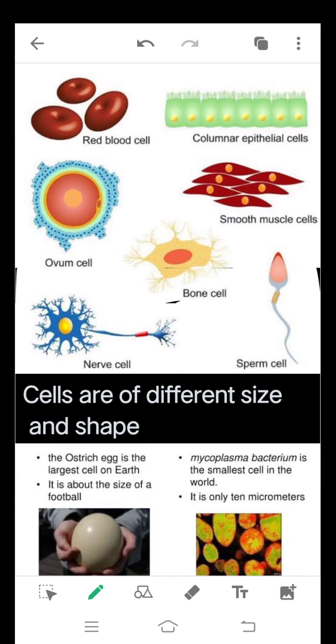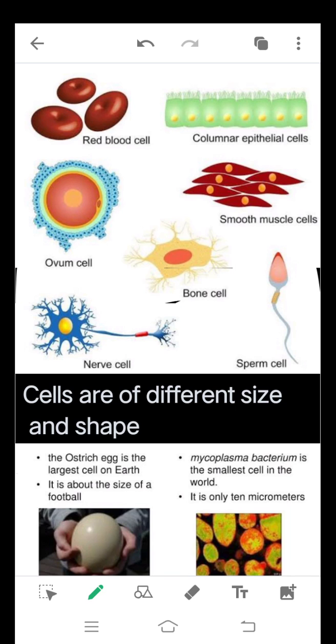If we consider only the human body, there are so many different shapes of cells present in the human body itself. For example, as you can see here, the red blood cells, the epithelial cells, ovum cell, smooth muscle cells, bone cell, nerve cell, sperm cell, all these cells are present in the human body. And you can see that even if they belong to the same human body, every cell has a different size and shape which depends on the function they perform.